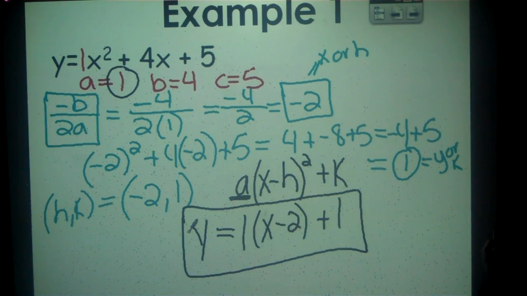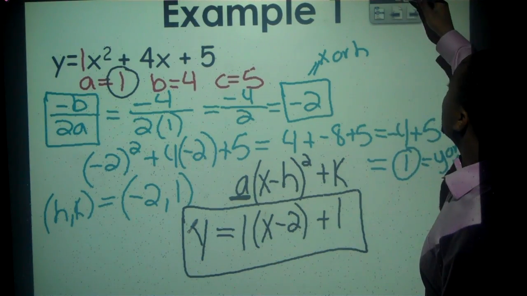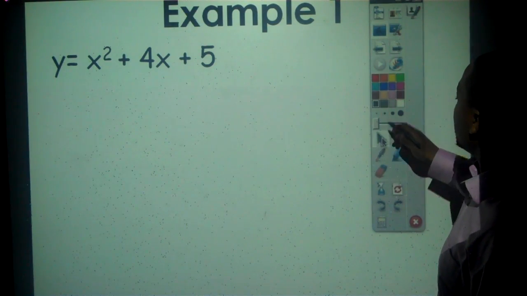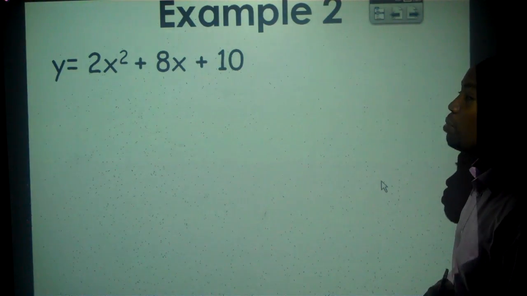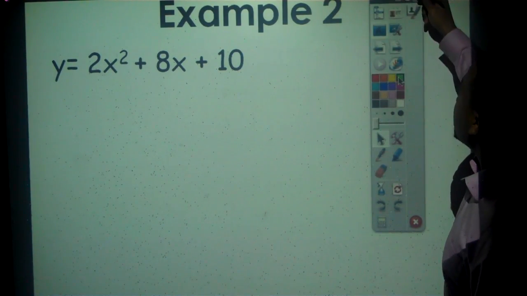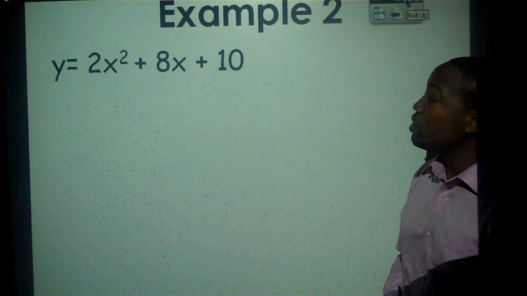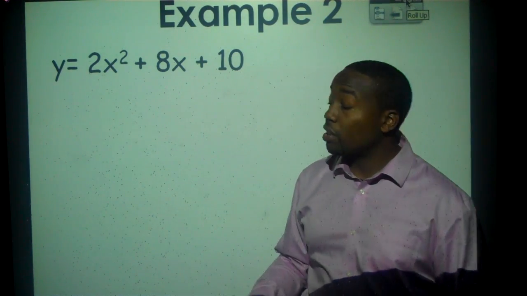Alright? Hopefully this works. Let's do one more. Let's go to example 2. Step 1, what's my first step? Hopefully everybody's saying it with me. My first step is: is it in standard form? Yes, so we're good here.